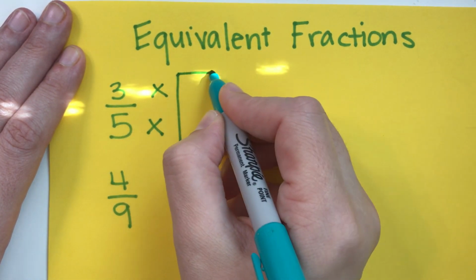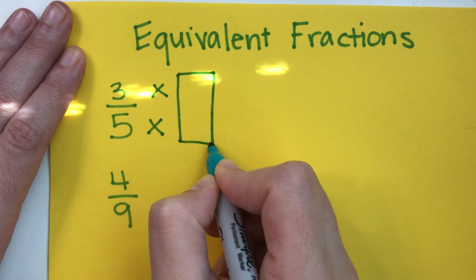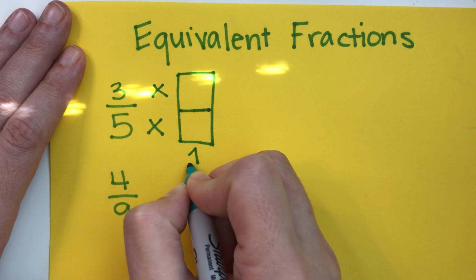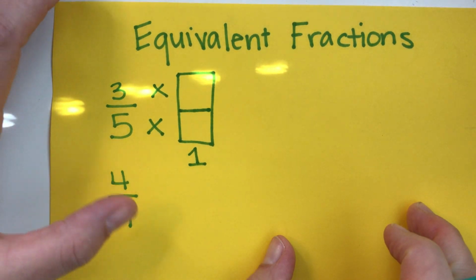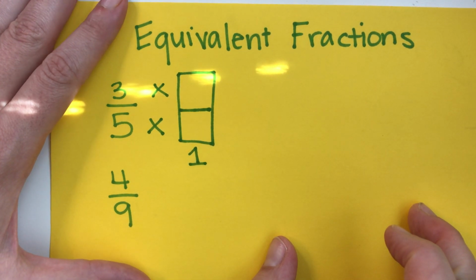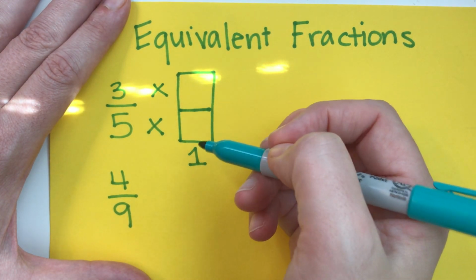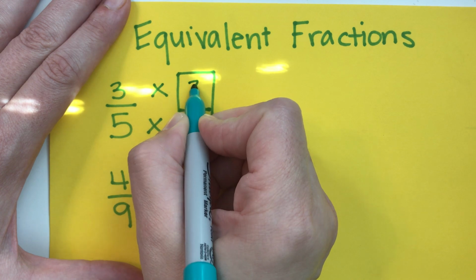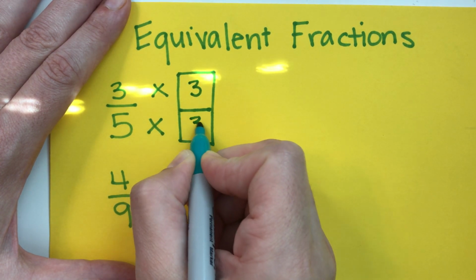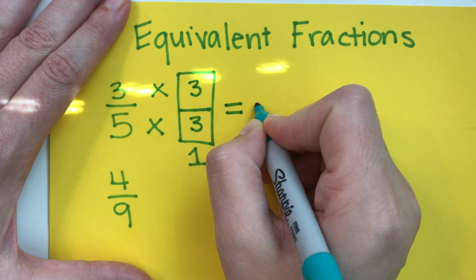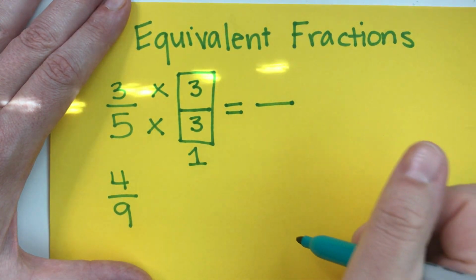And I'm going to create this box. Students do this with me in class all the time. And this box represents one whole. It represents a whole number. So we are going to take a number, a digit, and we're going to put both in top and bottom. So if I want to multiply by threes, I have to put a 3 in the top and a 3 in the bottom. Now, when I write my equal sign here, I'm going to be creating my equivalent fraction.